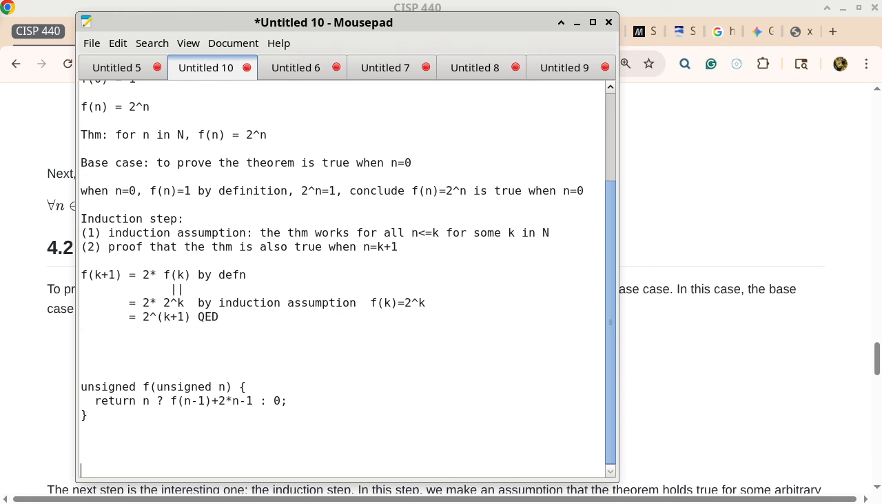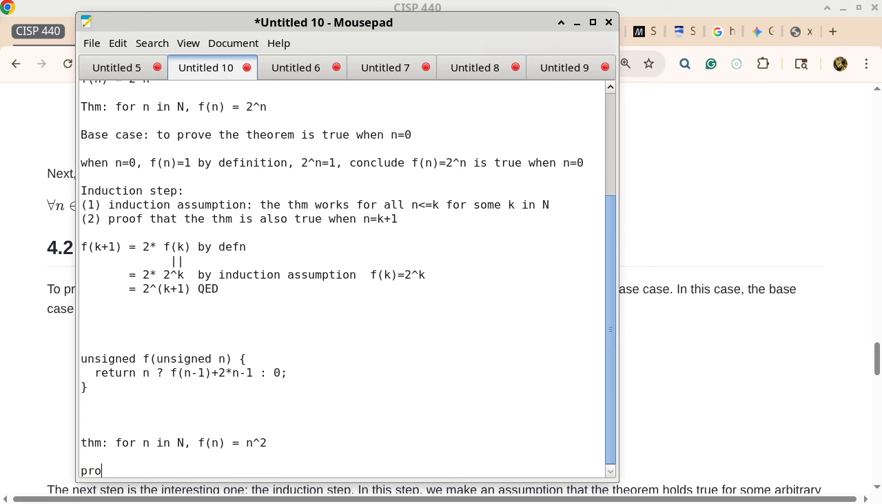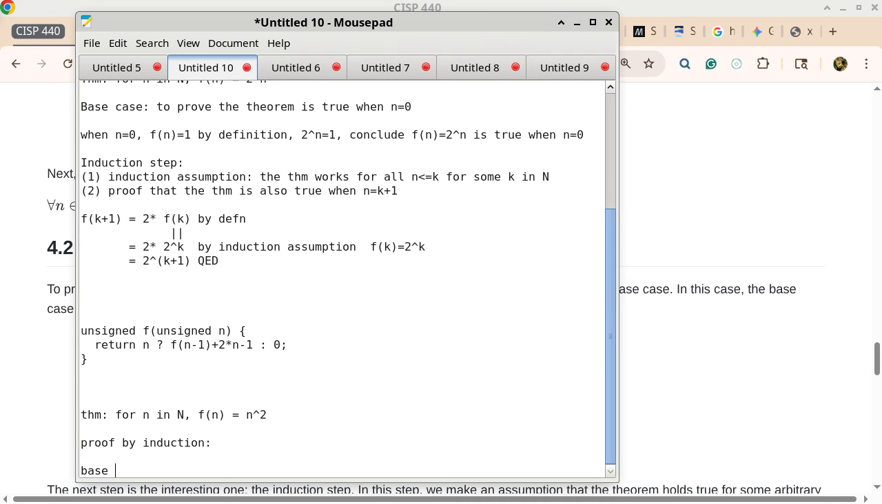So I am not going to give you the examples like f of 2, f of 3, and so on, and I'm going to go straight to the theorem. Okay. So the theorem in this case is for n in the natural numbers, f of n is n squared. That's my theorem. Okay. So now we have to prove it. So we do the proof by induction again, base case.